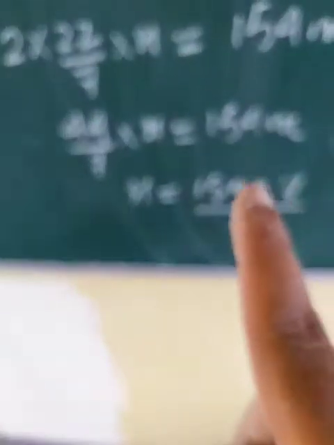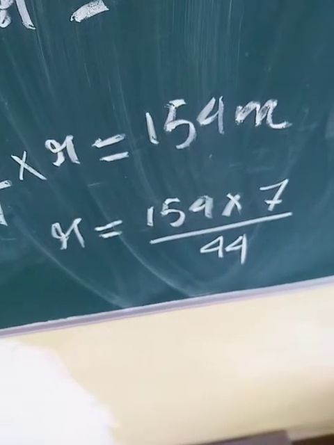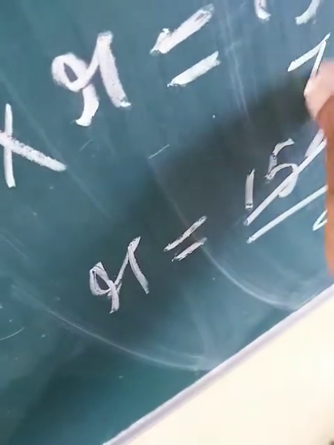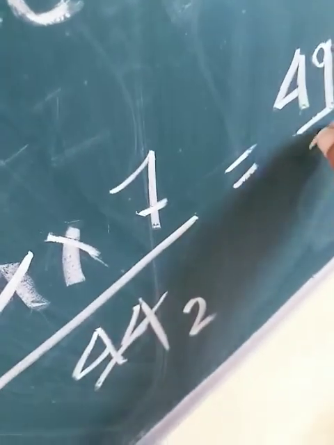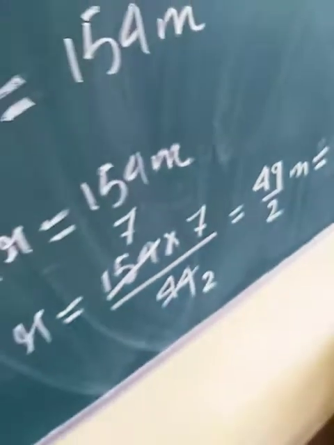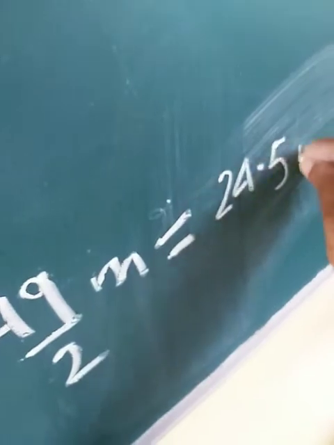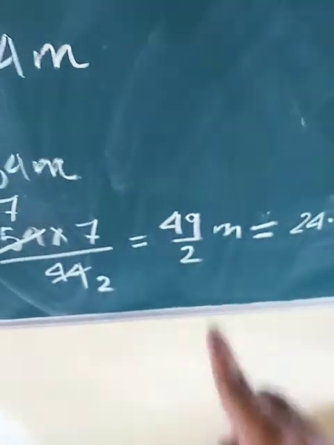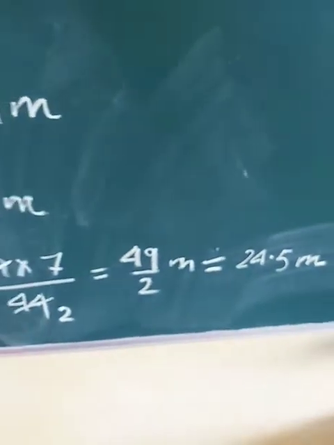Now if we reduce 154 and 44, there is a number, 7. No, not with 7. With 22 you can reduce. That is, 22 sevens are 154 and 22 twos are 44. So the answer would be 49/2 meter. If you reduce this, 2 fours are 8, so 24.5 meter. So your radius is 24.5 meter, or you can keep it as a fraction also. As in the question they have asked for the value of radius, it is better to give your answer in decimal form, that is 24.5 meter.